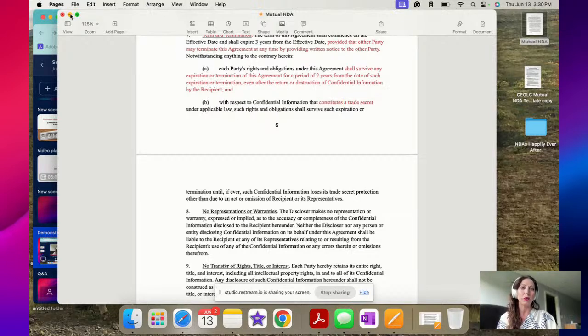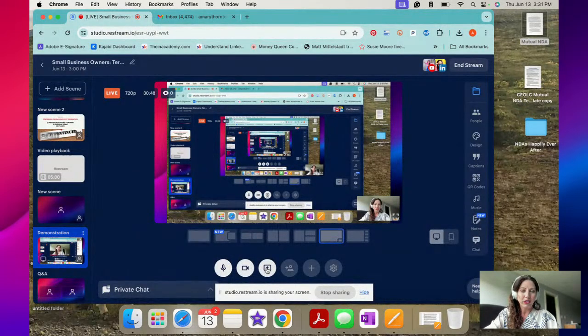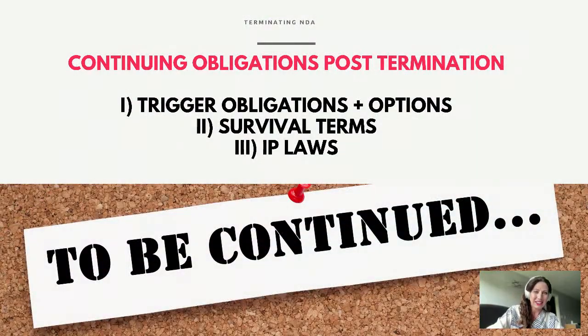So this is an example where you see survival of those obligations with the option of return and destruction, where the other one says you have to return and destroy and you have to certify, but there is no survival ongoing other than as required by law for a trade secret. So let me stop sharing my screen here and go back to this, right?